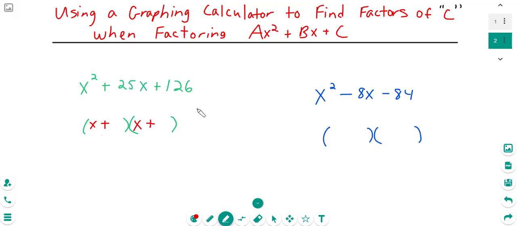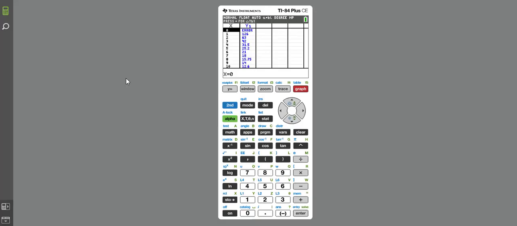Now, remember, we want two numbers that multiply to get us 126 and add to get us 25. Everything in the x column times everything in the y column is going to get us 126, so we don't have to worry about that. All we have to do is scroll down until we see two integers that add to get us 25. So we're scrolling. Nothing's working right here.